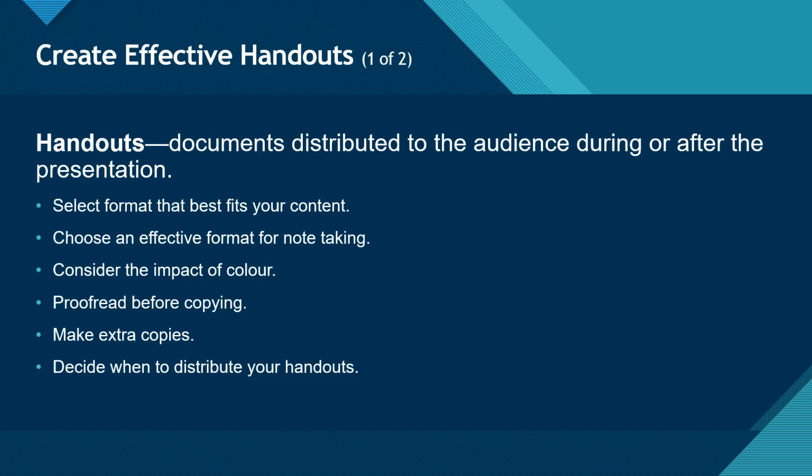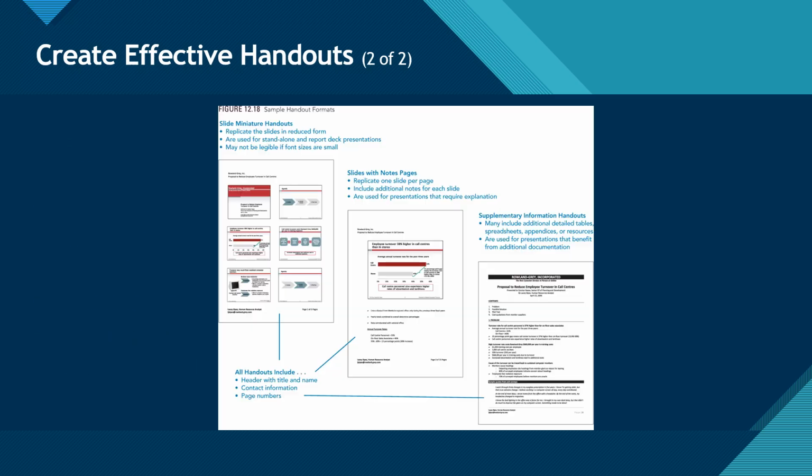Create effective handouts. Handouts are documents distributed to the audience during or after the presentation. Here is how to create the most effective handouts. Select format that best fits your content. Choose an effective format for note-taking. Consider the impact of color. Proofread before copying. Make extra copies. And, finally, decide when to distribute your handouts. Here are more tips to create effective handouts.